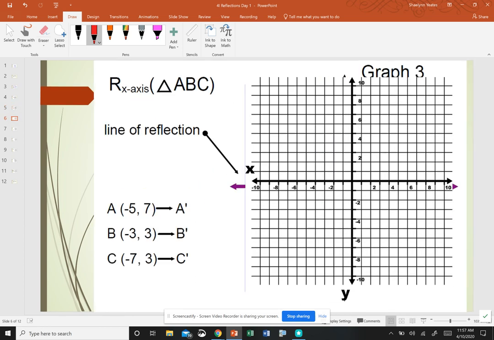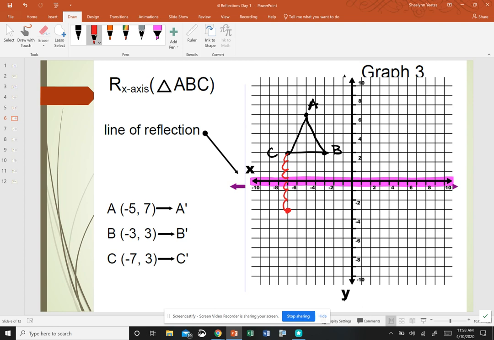Okay, let's try this. So this one wants a reflection of the x-axis. So the x-axis is this one. And then let's plot our points. So we're going to go to -5, +7. This is A. -3, +3. This is B. And then -7, +3. This is C. So here's our original triangle. And we're going to reflect it over that. So right now, C is 3 above this line. So we want to go 3 below the line.